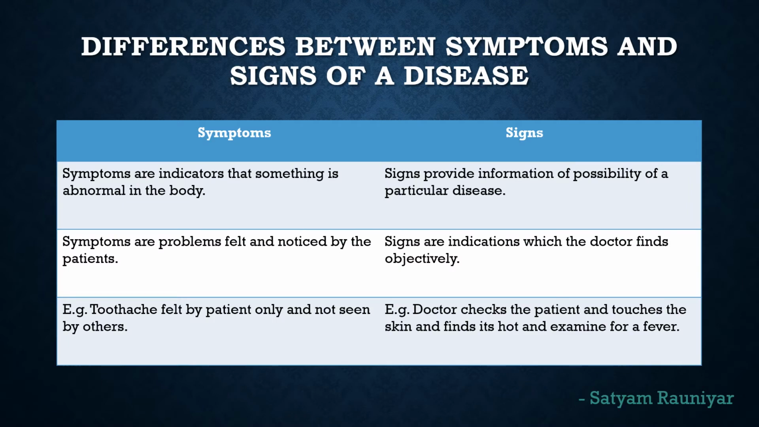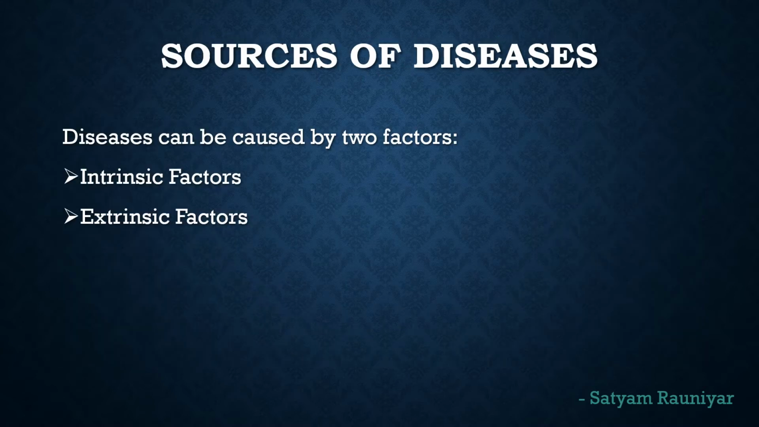Differences between symptoms and signs of a disease. Symptoms are indicators that something is abnormal in the body. Signs provide information of possibility of a particular disease. Symptoms are problems felt and noticed by the patients. Signs are indications which the doctor finds objectively. An example of a symptom is toothache, that is felt by the patient only and not seen by others. Whereas, when a doctor checks the patient, touches the skin and finds it's hot and examines for a fever, that is a sign.